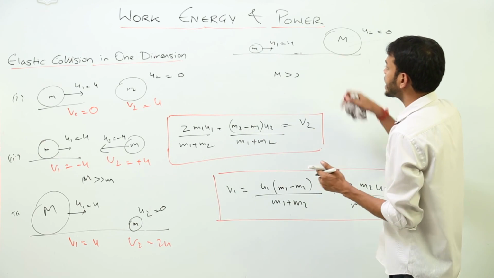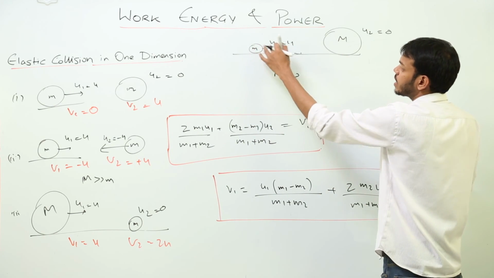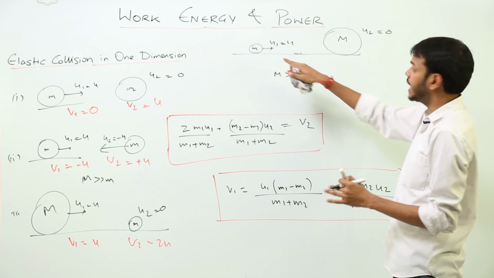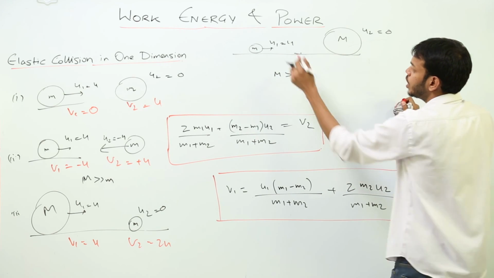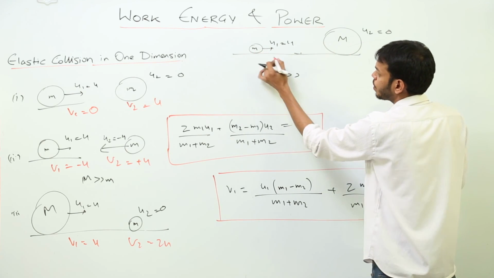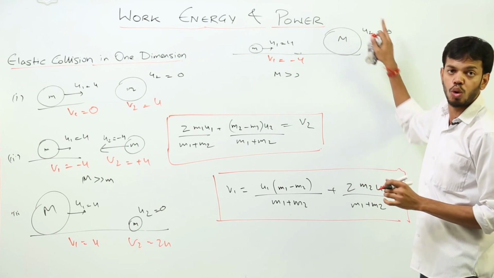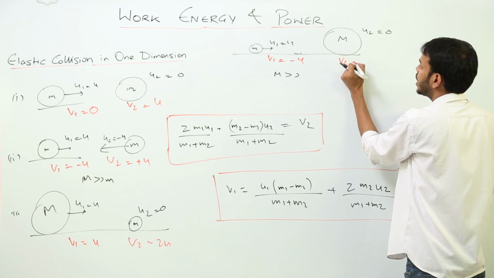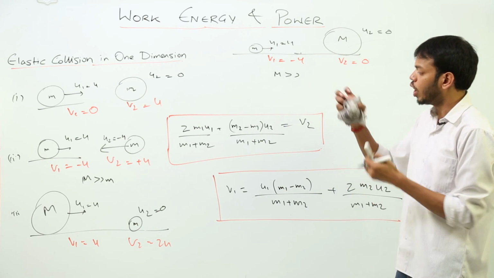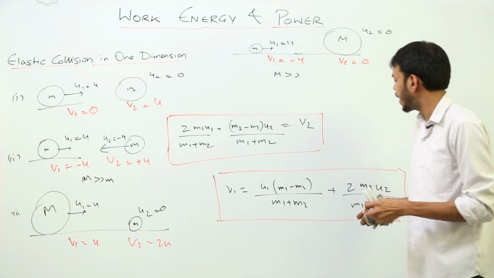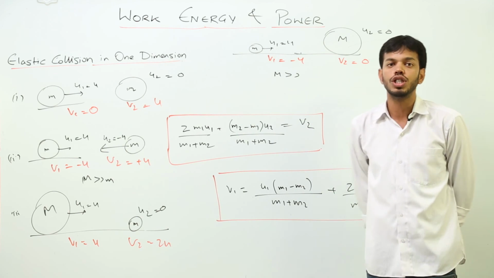And lastly, in this case, this body is quite lighter in mass as compared to the other body. So this body is going to get bounced back from the heavy body. The final velocity is going to be minus u, whereas there will be no change in the velocity of the heavy body, so v2 will remain equal to 0. So these are all the possible conditions and the values of final velocities in case of elastic collision in one dimension.